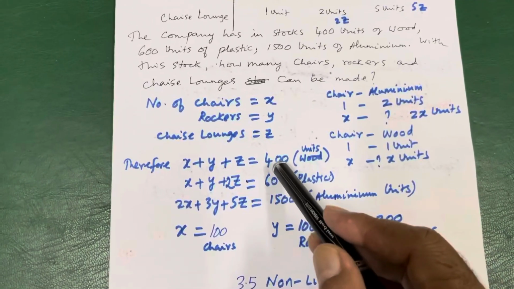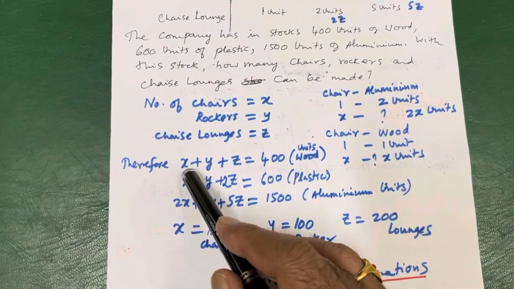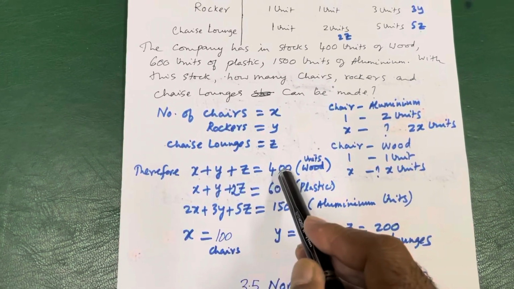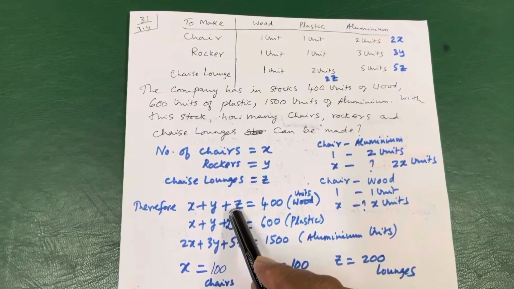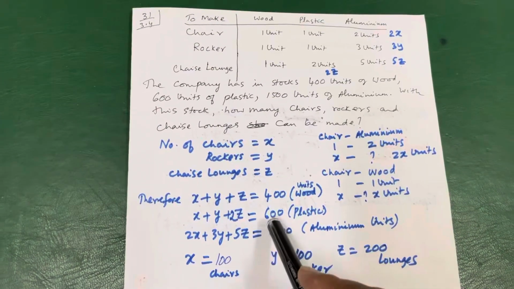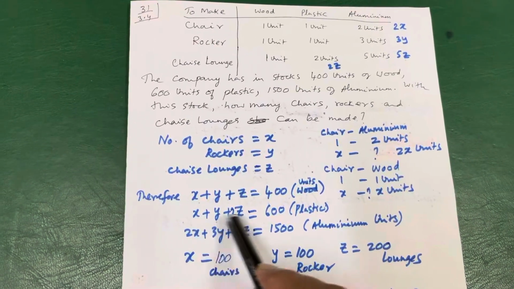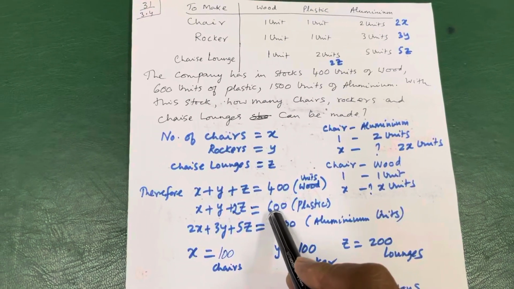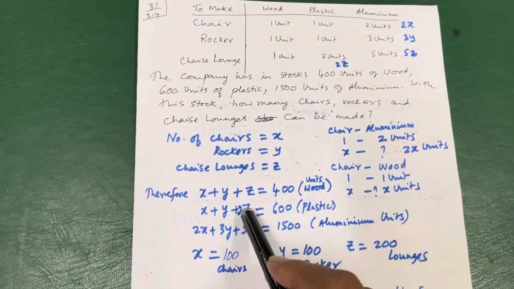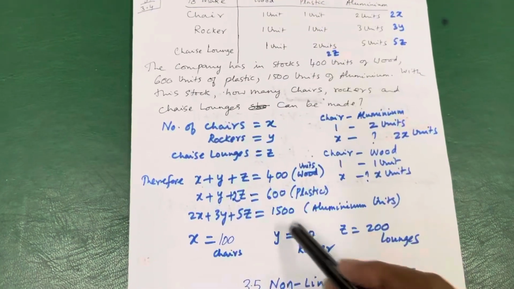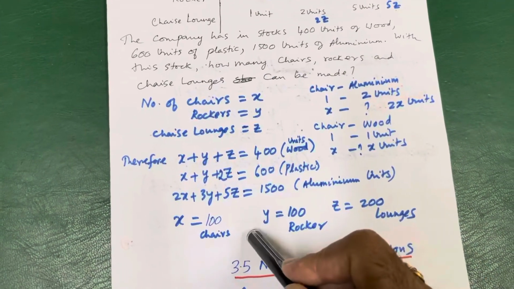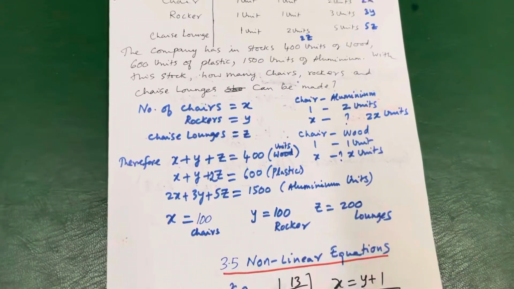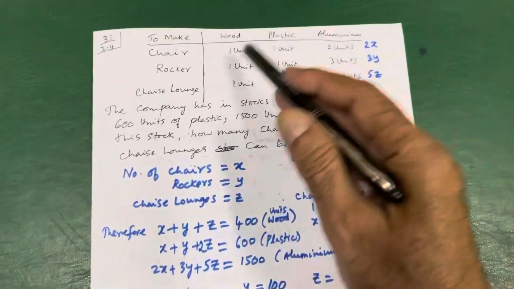Out of 400 units, I took x units to make x chairs. I took y units to make y rockers. I took z units to make z chaise lounges. Similarly, x units to make x chairs, y units to make y rockers, 2z units to make z chaise lounges. So like this, if you write the equations and use the calculator, mode 5 2, you get 100, 100, and 200. It's a simple problem, but you have to understand this English very well.